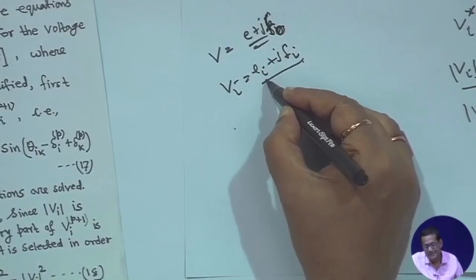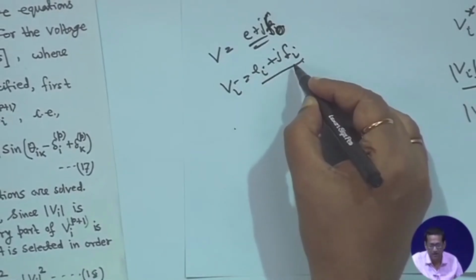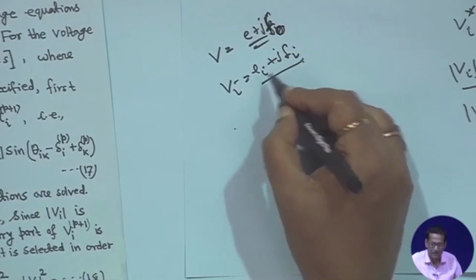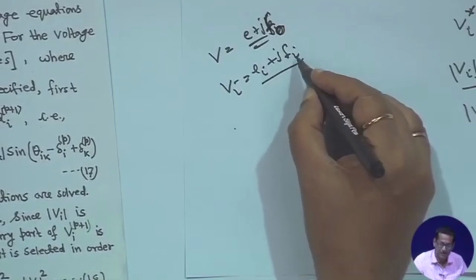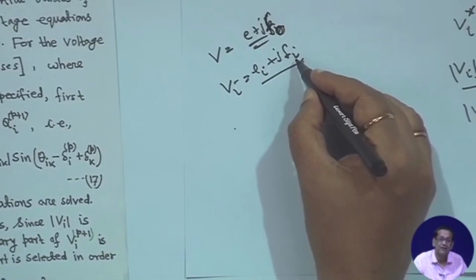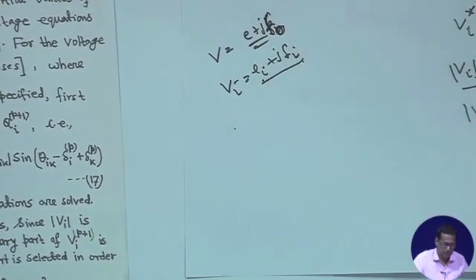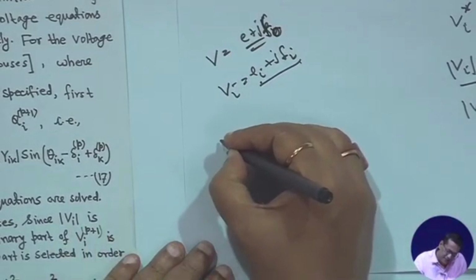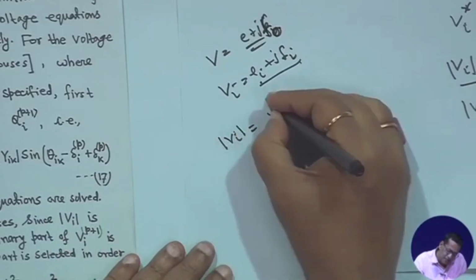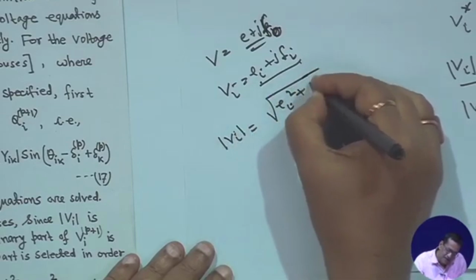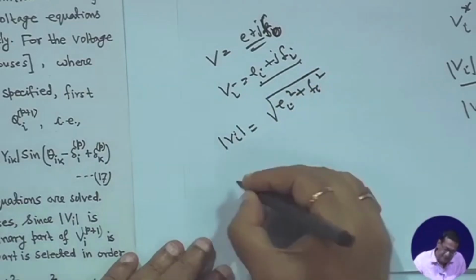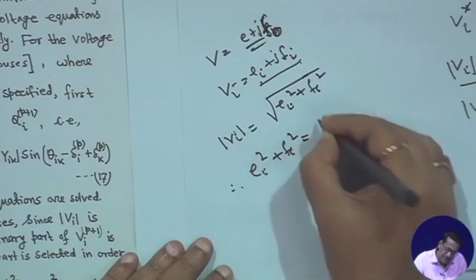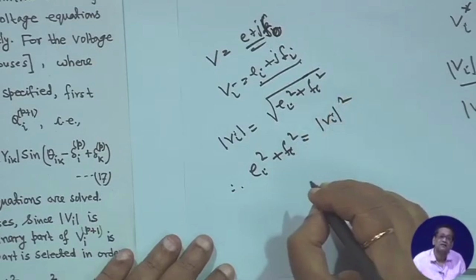Generally Ei is much higher than Fi. Fi is very small, because voltage angles in a transmission system are quite small, so Fi is small compared to Ei. Since my voltage magnitude remains constant, Vi is equal to the square root of Ei square plus Fi square. I can write this another way: Ei square plus Fi square is equal to magnitude Vi square.